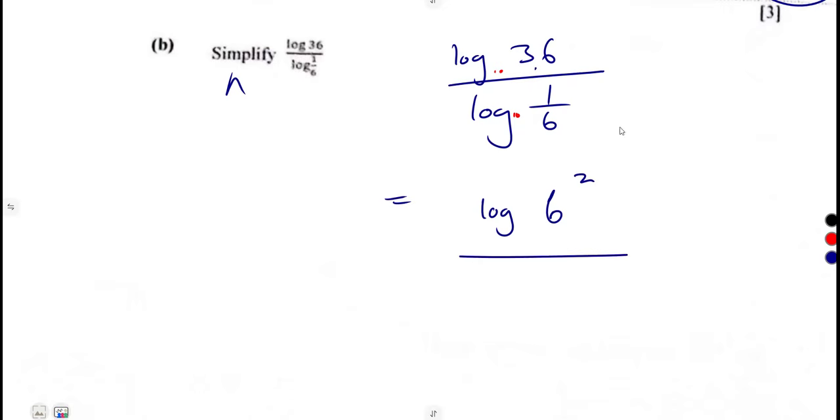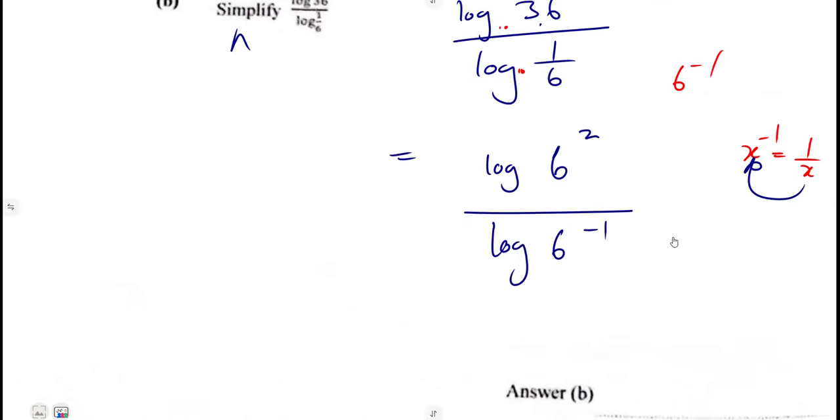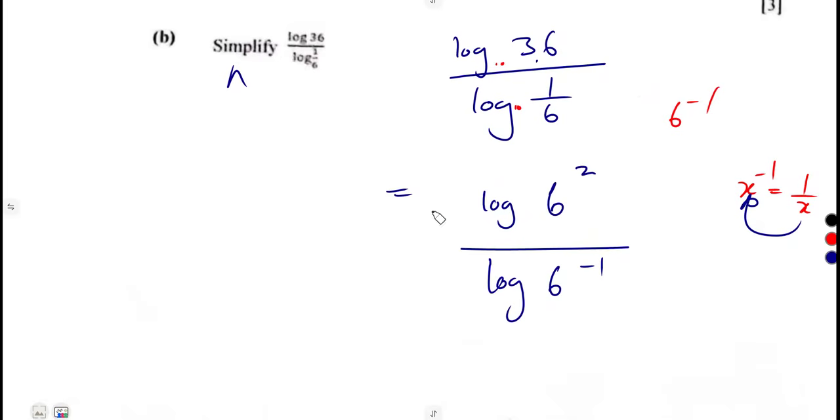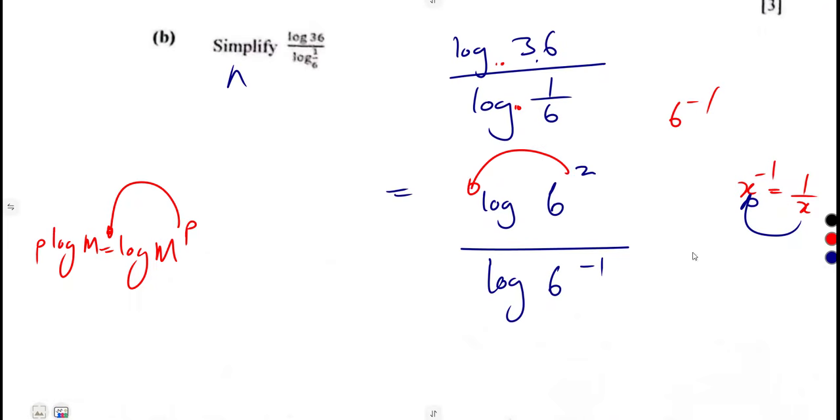1 over 6, remember, this can be written as 6 to the power of minus 1. x to the power of minus 1 is 1 over x, so that is the reverse. So that's log of 6 to the power of minus 1. Then you can drop the power from the log: log m to the power p equals p log m. So when you're given a power, you can drop the power in front of the log. It is going to be 2 log 6 over negative 1 log 6.